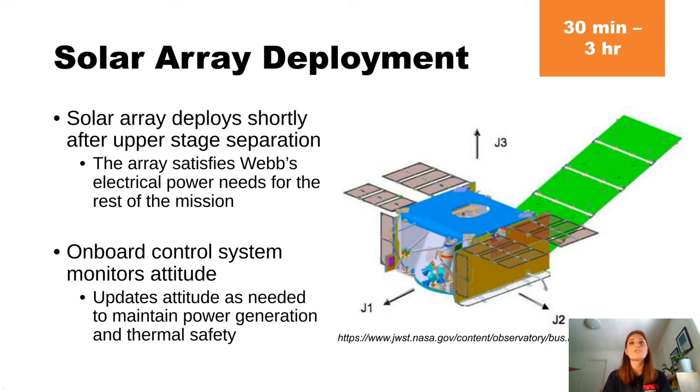During this time, the onboard control systems come on and begin to monitor attitude. The attitude, or orientation, of the observatory is controlled to maintain power generation, just to make sure that the solar array is always in an orientation where it can collect sunlight, and to provide thermal safety for the same reasons I mentioned earlier. Webb is going to be kept at cryogenic temperatures eventually, and we don't want it to get too hot at any point in the mission. So these attitude adjustments are going to help maintain those lower temperatures.